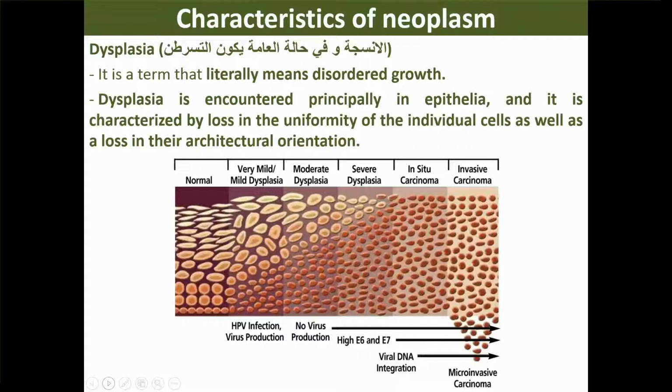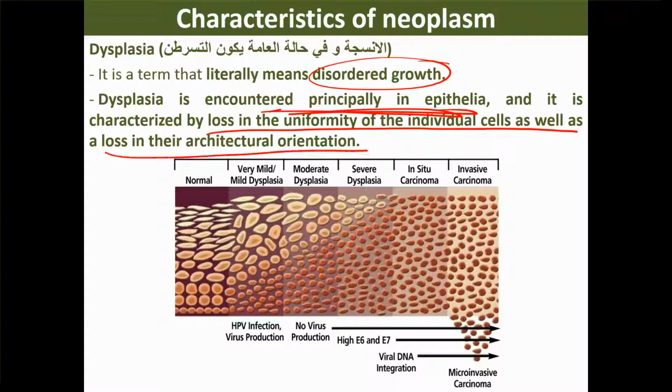Now coming to another feature called dysplasia. Dysplasia means disordered growth. It principally happens in the epithelium, and it is characterized by loss in the uniformity of individual cells as well as loss in their architectural orientation. This is the normal cervical epithelium, and you are seeing the basal cells, the intermediate cells, and the superficial cells.